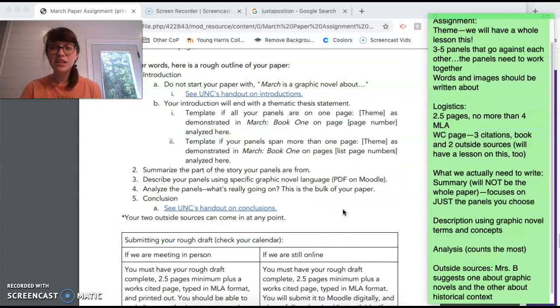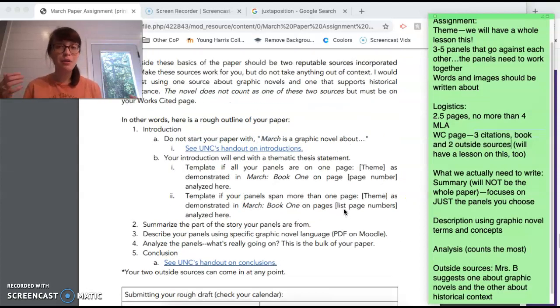Now, this is something I did not do for your Dolly paper, because your Dolly paper was broken up into 3 very distinct sections. This one is not. This one's a true paper where you have your intro, you have your body paragraphs, and you have your conclusion with a works cited page at the end. So this is a big deal right here.